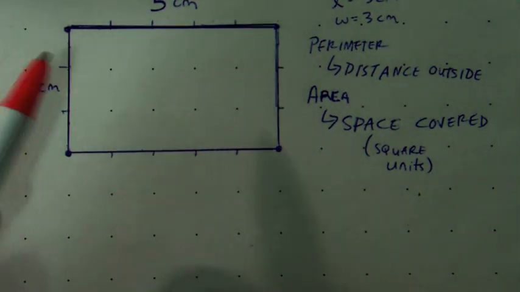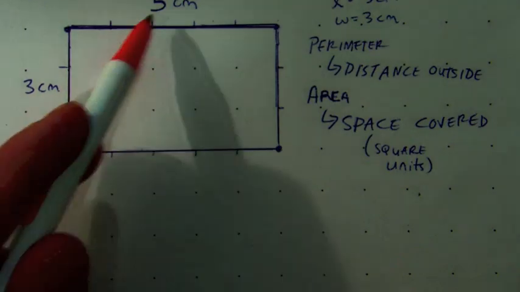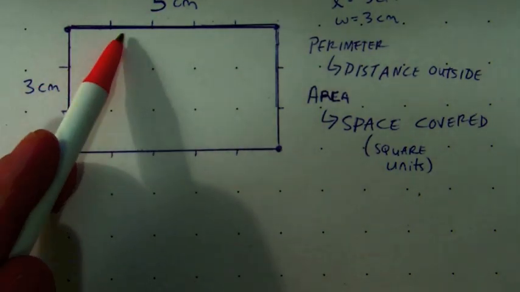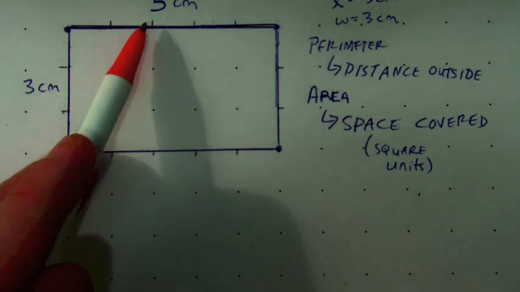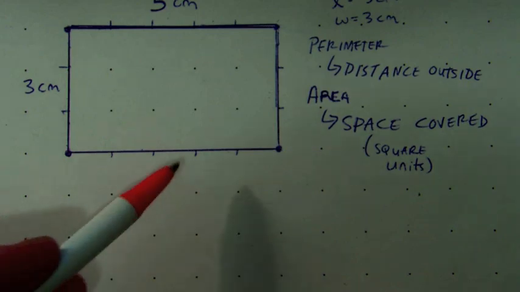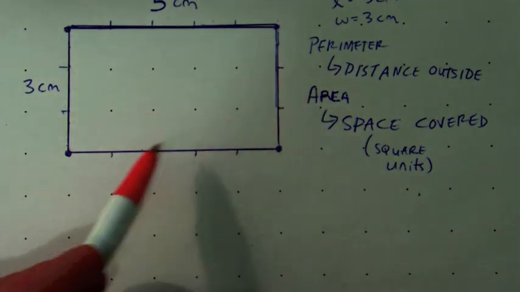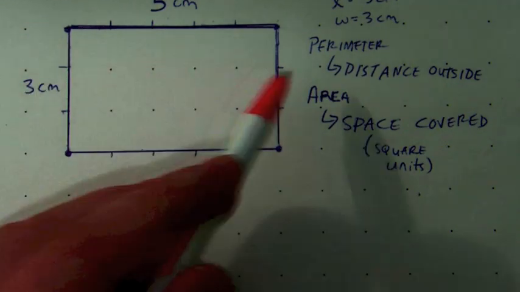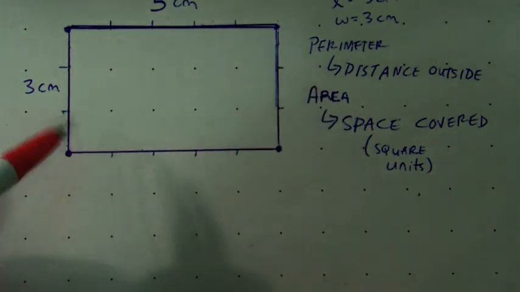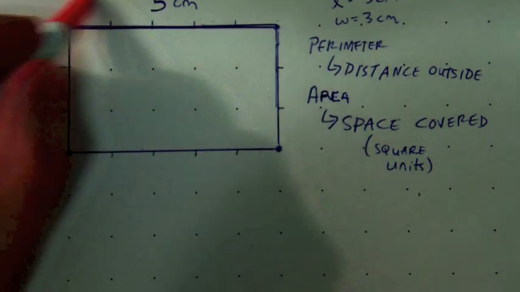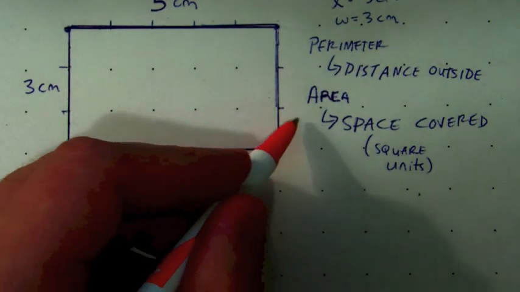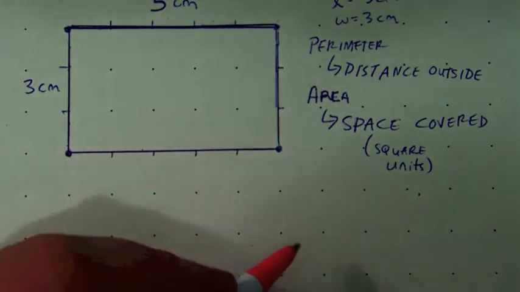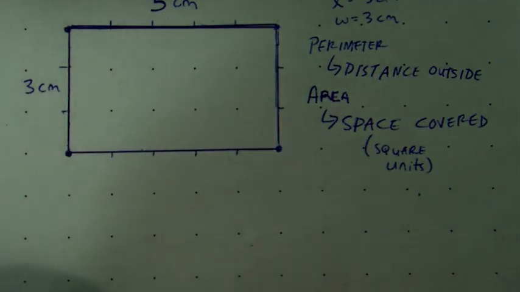Finally, another way you could do it is you could add these 2 different sides, your length and your width. So 5 plus 3 are 8. And then you just double that because we have 2 congruent sides. We have this side and this side. So these 2 together are 8. And these 2 together are 8. So 8 and 8 are 16 centimeters. So that's 3 different ways of getting the same information.